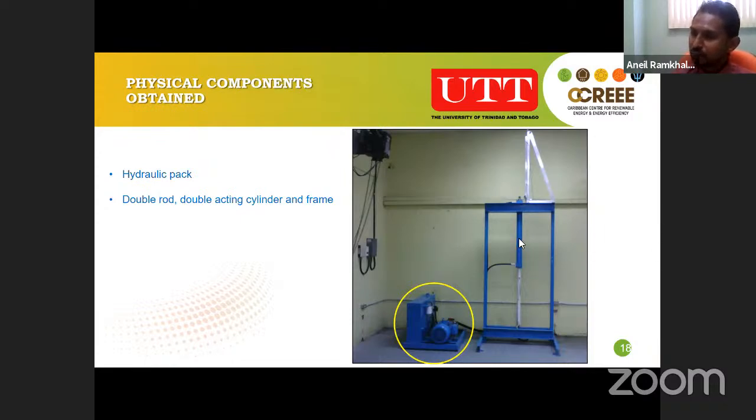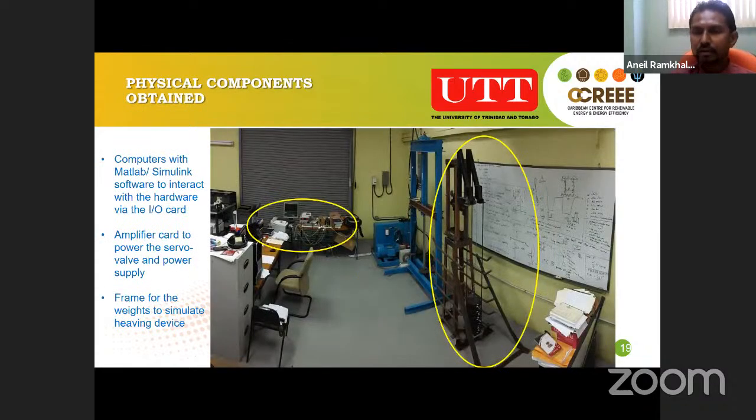We use a double rod here so that the volumetric displacement on either side of the piston and cylinder arrangement would be the same to control the speed. So our speed will be the same on both sides. Also attached to this rig later on is our instrumentation to monitor our pressures, our forces, and our displacement mainly.